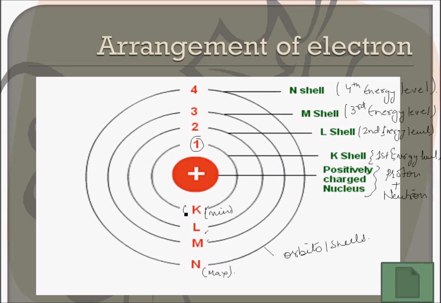So K will be having 2 electrons. Let's put 2 electrons here. In L we have 8: 1, 2, 3, 4, 5, 6, 7, 8. In M we have 18.